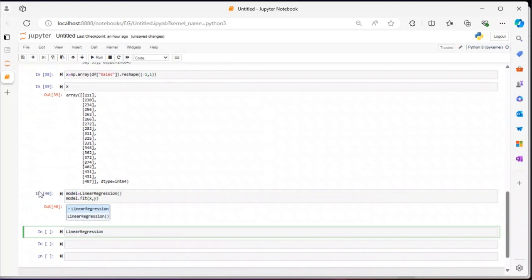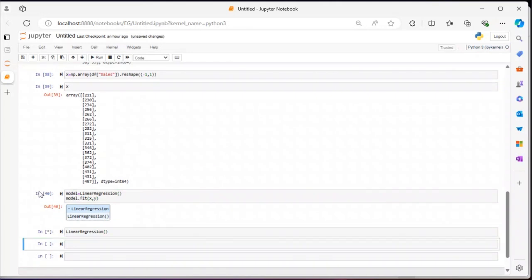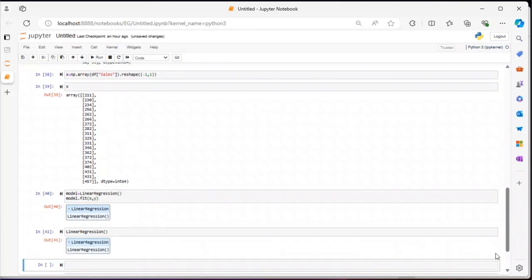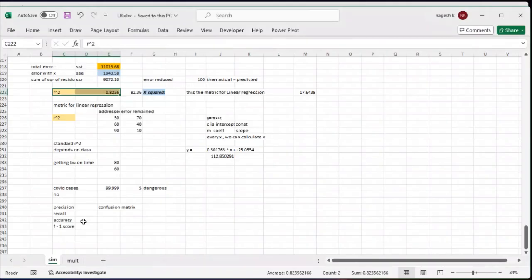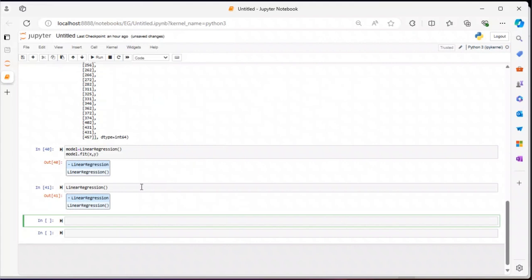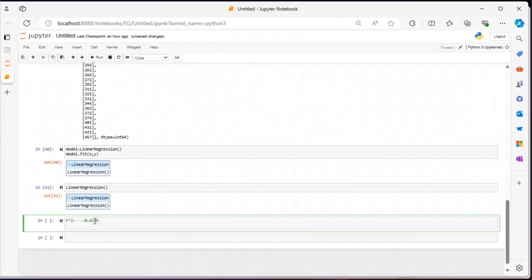Now, check the regression. The model has been fitted. So what is the R square value that we got? I think this one. This is R square equal to 82 point something, this one, right? So 82%. It should come there. We'll check whether it is coming or not.